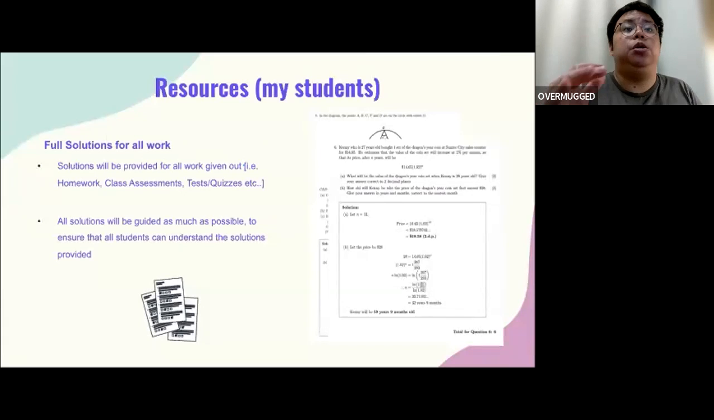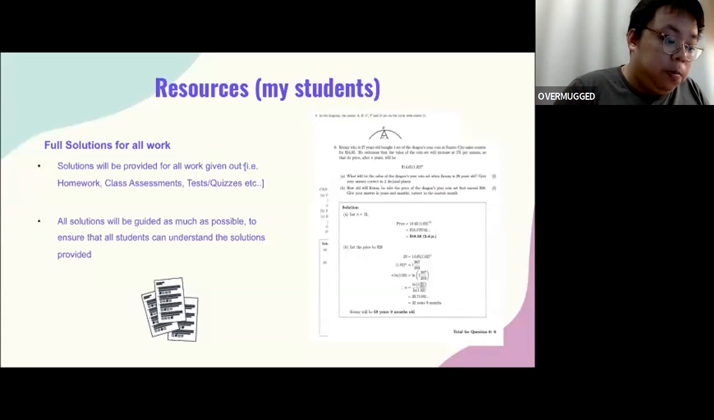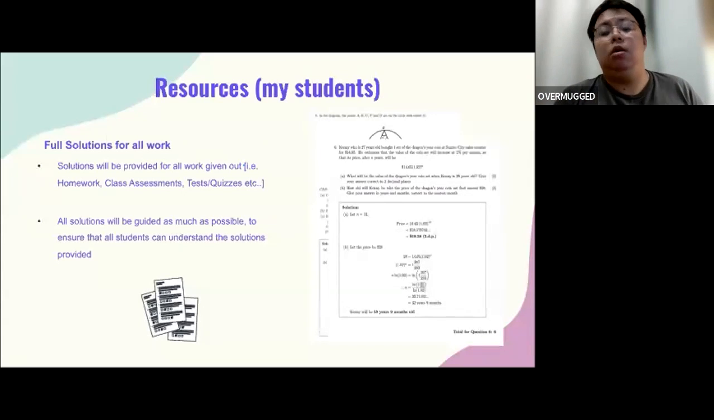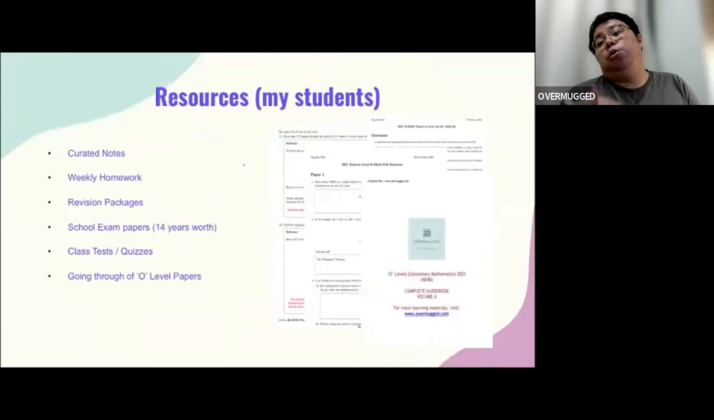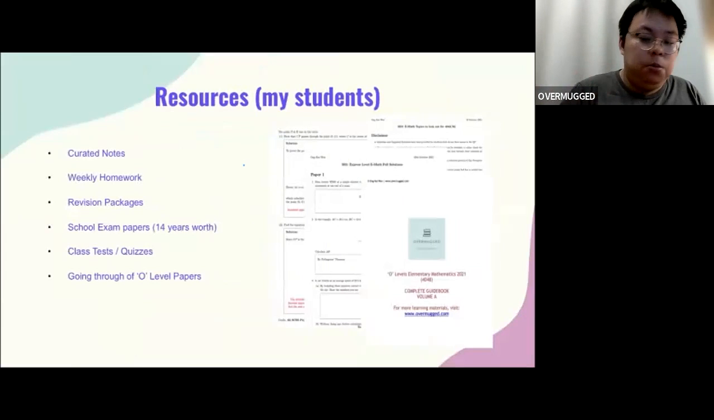The supplementary questions will be going through that as well, which is why I need a bit of time to work on them. By the end of next week, you will get access to it. Also, for my own students, you will get the curated notes for free. These are the notes that I wrote, weekly homework, revision packages, school papers and everything.